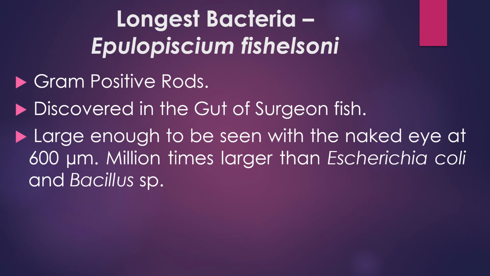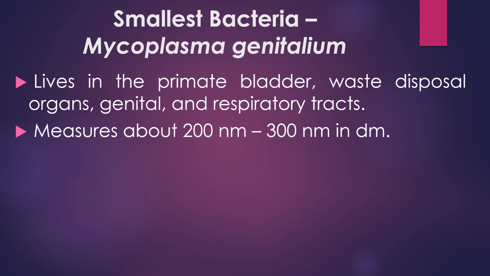coli and Bacillus species. Next, the smallest bacteria is Mycoplasma genitalium. And this Mycoplasma genitalium lives in the primate bladders, waste disposal organs, genital and respiratory tracts. Because of this habitat, it is named as Mycoplasma genitalium. And the size is measured at about 200 nanometer to 300 nanometer in diameter. Usually the viruses are measured in nanometer, but here because of its very small size, Mycoplasma genitalium is also measured in nanometer.